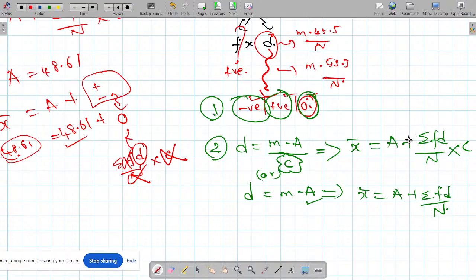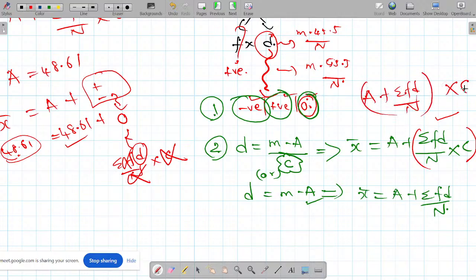And please understand that this is the first thing you have to perform, then adding. You should not do a plus summation fd by n, finding all this, and then multiply by c. That is wrong. Because in some questions, all these direct values will be given, where the summation fd value will be given. For the following values, summation fd, n, a, and c, you will be asked to find x bar. How will you find it?